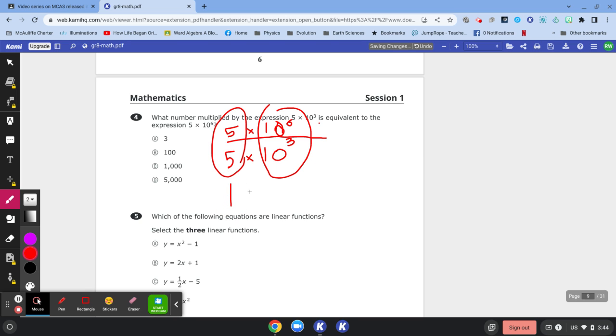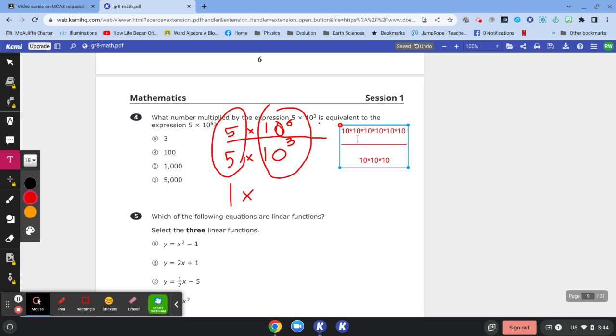And 10 to the sixth divided by 10 to the third is the same as 10 times 10 times 10 times 10 times 10 times 10 over 10 times 10 times 10. There are 6 factors of 10 in the numerator and 3 factors of 10 in the denominator, which means we're going to be canceling out some of those 10s.